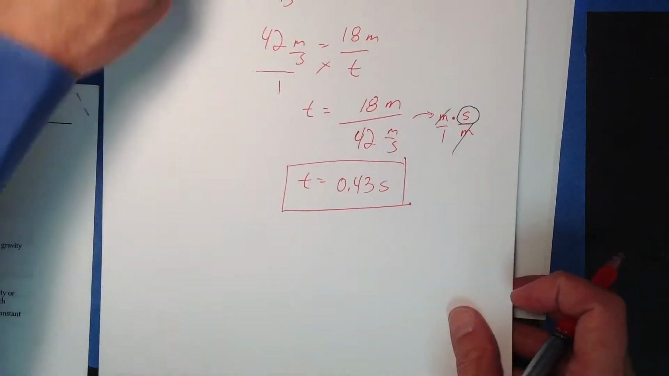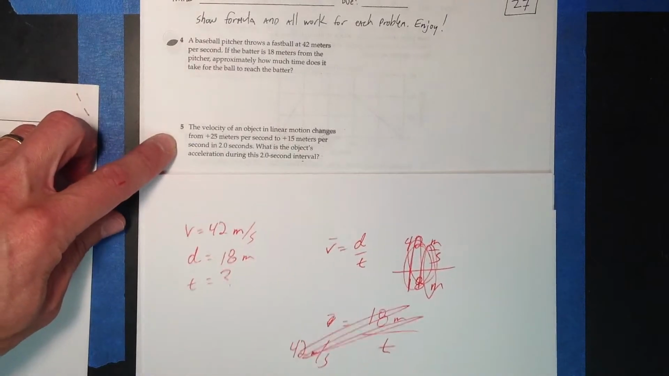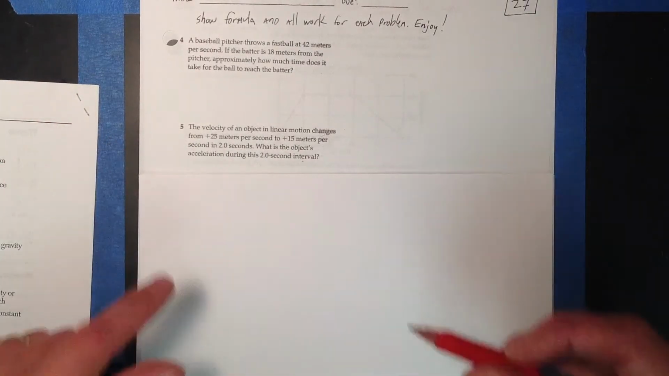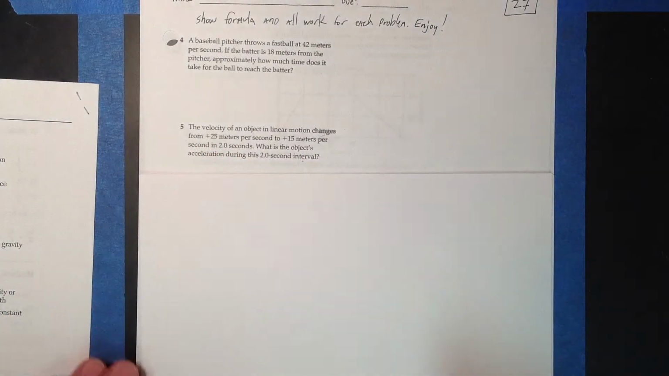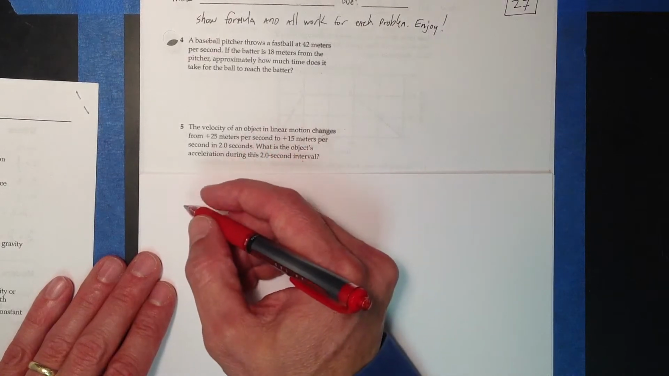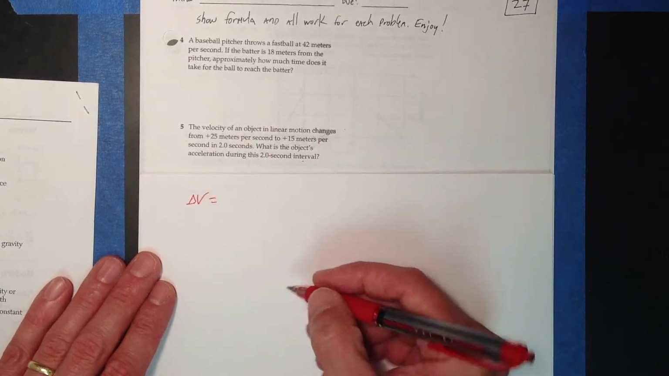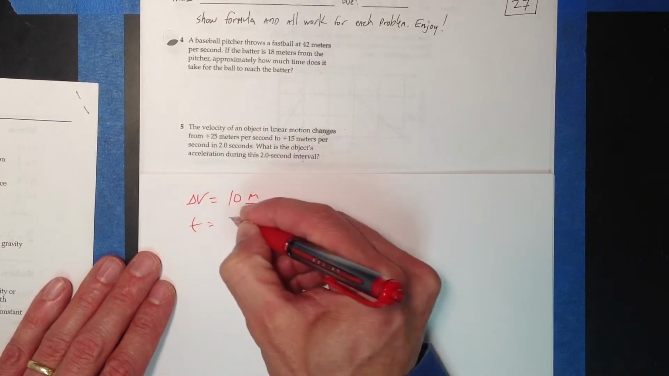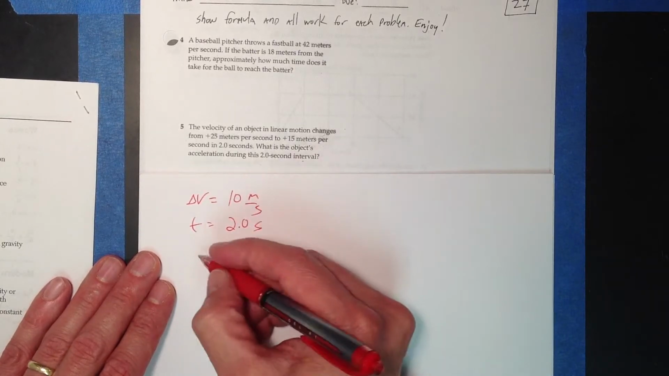Okay. Let's do the second one, which is number 5. The velocity of an object in linear motion changes from 25 meters per second to 15 meters per second in 2 seconds. So that is going to be our delta V. Delta V is 10 meters over second, time 2.0 seconds. What is the acceleration?